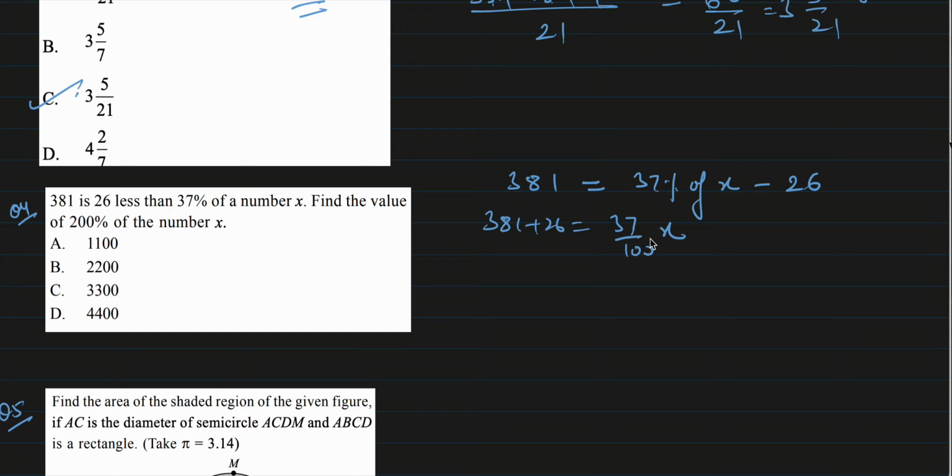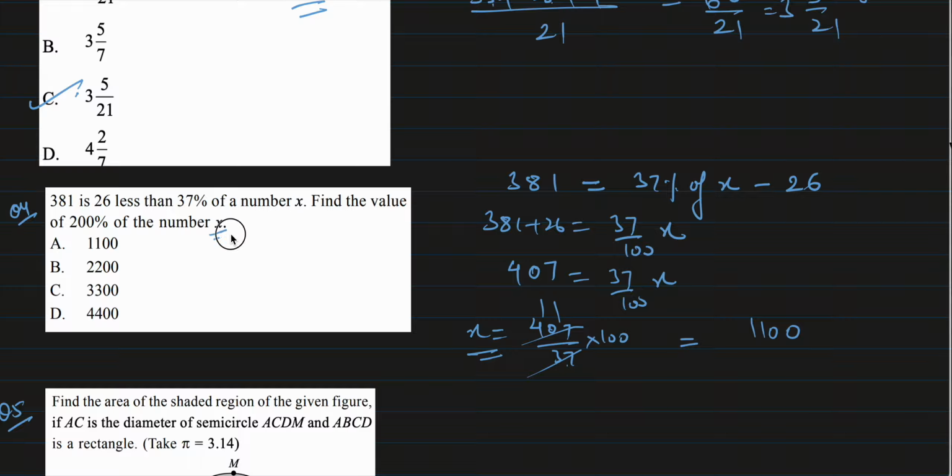37 by 100 x. So when you add it, what do you get? After addition it becomes 407 equals 37 by 100 x. So x turns out to be 407 by 37 into 100. When you divide 407 by 37, 37 ones are 37, remaining 3... so 1100 comes out to be x.